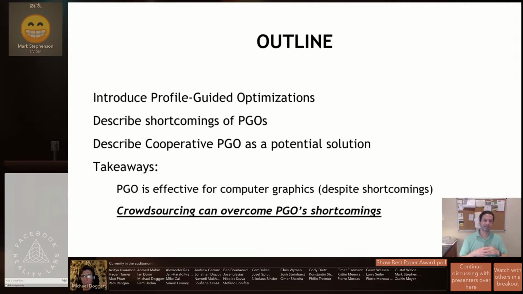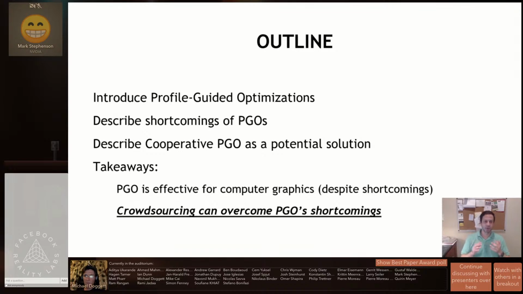So the outline of the rest of the talk follows. First, we're going to introduce PGOs to the unacquainted. At a high level, PGOs leverage application profile information to make smarter compilation decisions. They're not new, they're a staple of the compiler literature, and they do work well. But in the course of this work, we did notice several shortcomings of PGOs for graphics applications that we'll describe. And all the shortcomings deal with the various difficulties in collecting the runtime profiles.